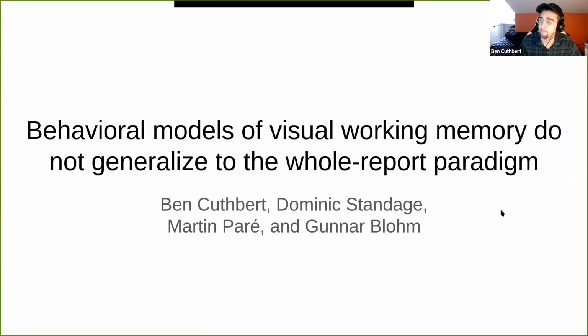Yep, all's good. Perfect. So yep, my name is Ben Cuthbert. I work at Queen's University with Doctors Perret and Blom. And today I'm going to talk to you about a visual working memory paradigm called the whole report paradigm. It's relatively new on the working memory scene, and I'm going to talk about some analysis that we've done of the data there and how some of these data suggest that common models of visual working memory do not capture behavior on this task.